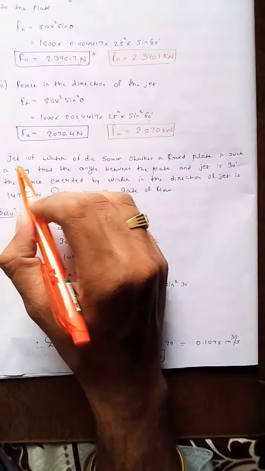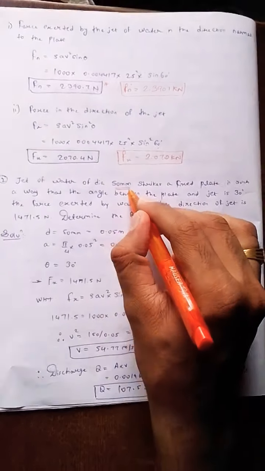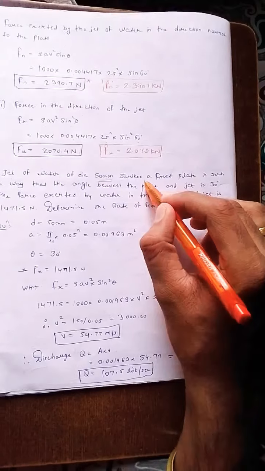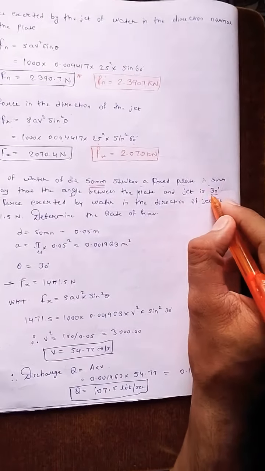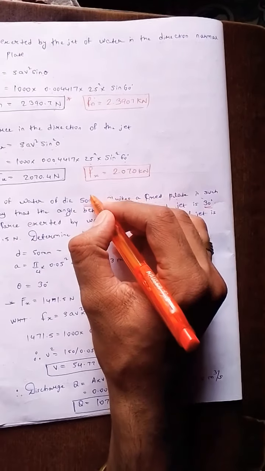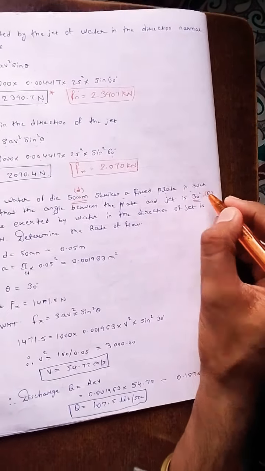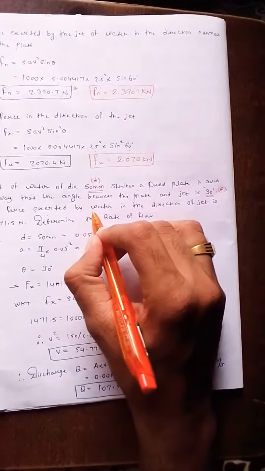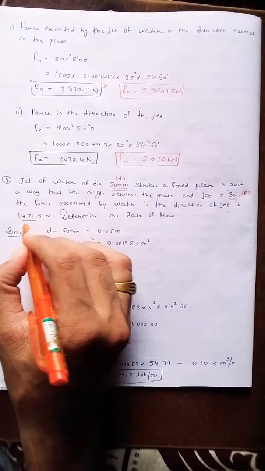So the question is, a jet of water of diameter 50 mm. So 50 mm is the diameter of the jet, strikes a fixed plate in such a way that the angle between the plate and the jet is 30 degree. Okay, means this is the value of d, this is the value of theta. The force exerted by the water in the direction of the jet is this much.